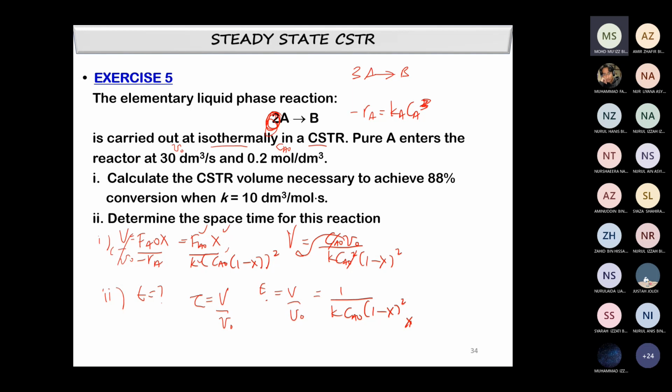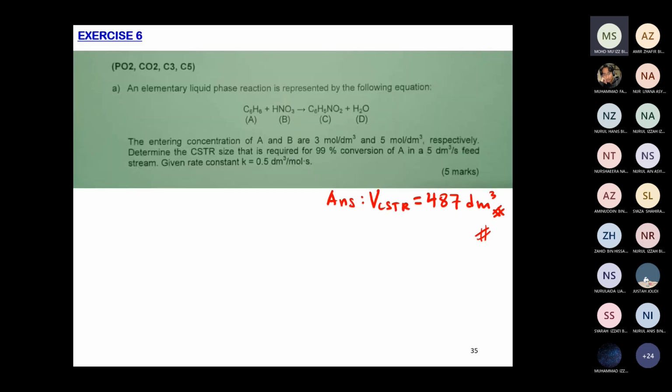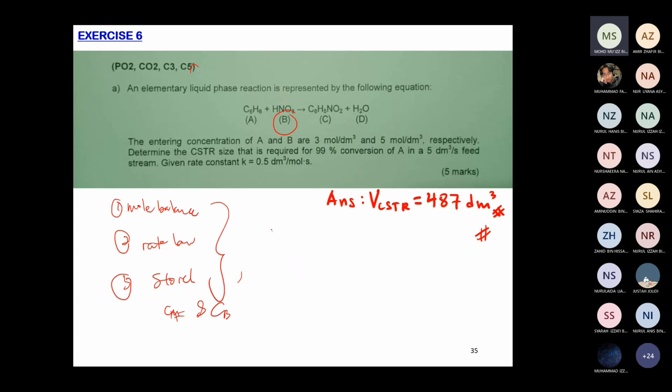Alright. So exercise 6 ni try buat sendiri. Itu answer dia, 487. Try. You remember, sama je method dia, start dengan mole balance. Lepas tu tengok pada rate law dia. Sekarang ni dia ada B. So apa stoichiometry untuk CA and juga CB. You can try combine semua ni in order to get the V. Try buatlah untuk dapatkan 487 ni.